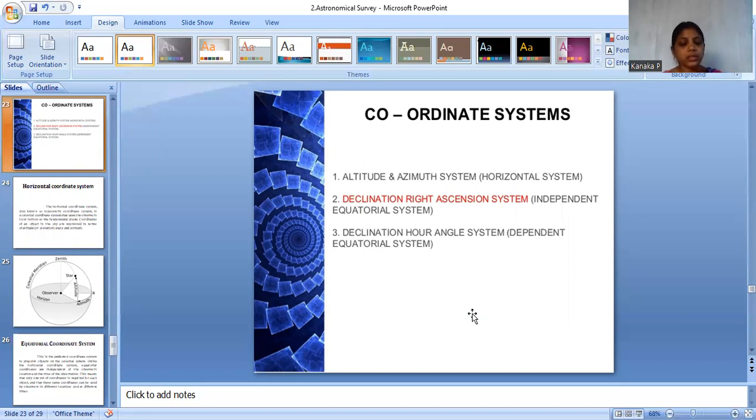So next one is longitude. Longitude of a place is the angular distance of the meridian of the place from some standard meridian. It is measured from 0 to 180 degrees, either towards the east or towards the west. Next one is altitude.